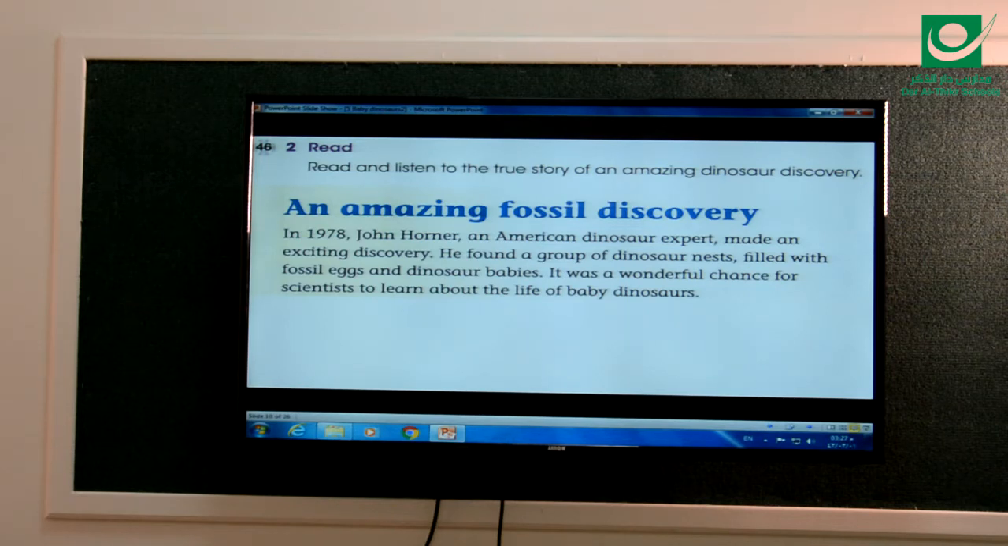Dr. Horner and his team discovered more nests and bones. They called the place Egg Mountain. They gathered lots of clues about how the dinosaurs lived.